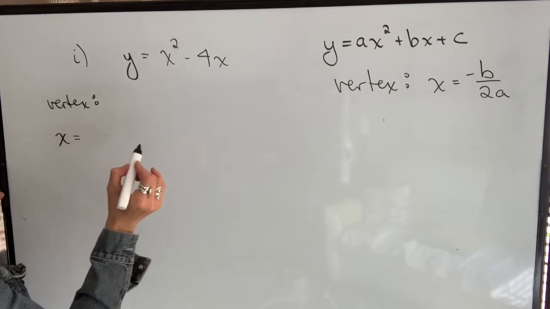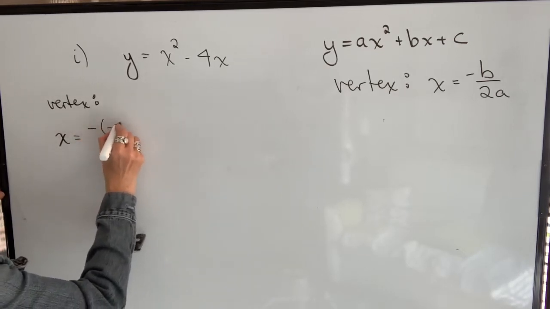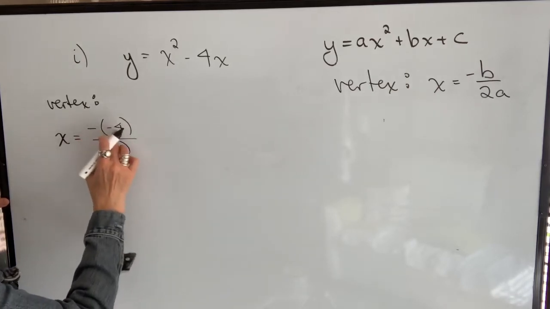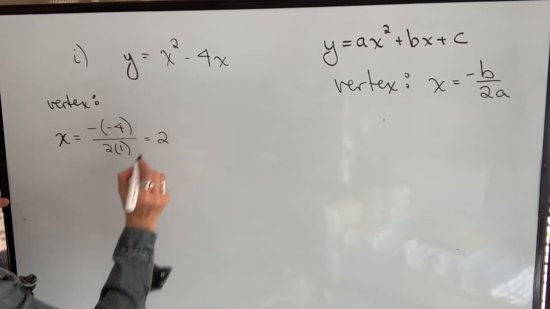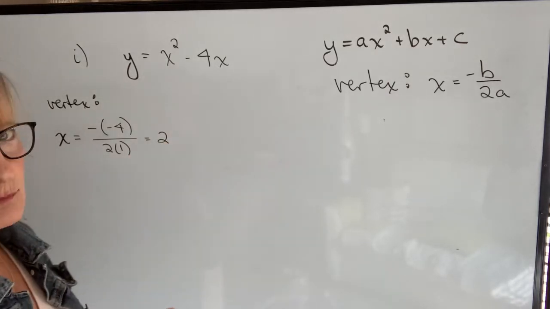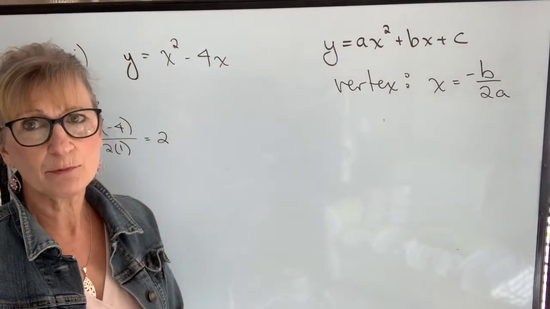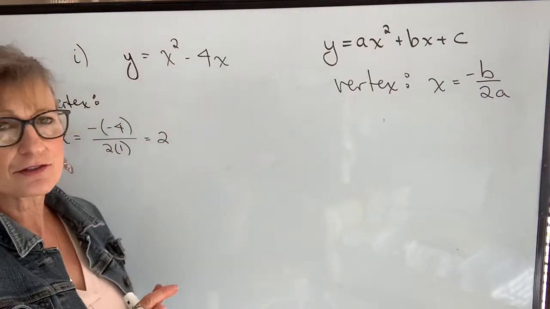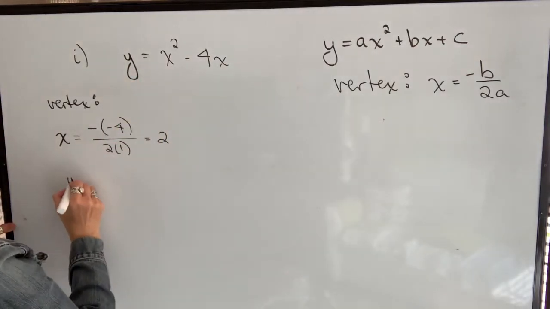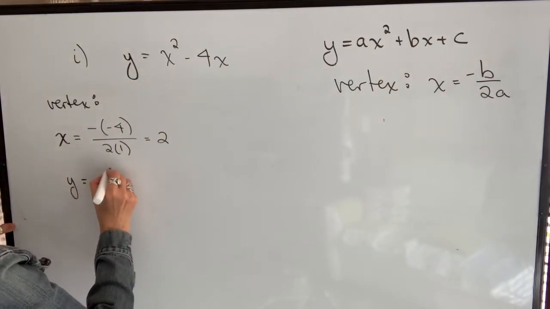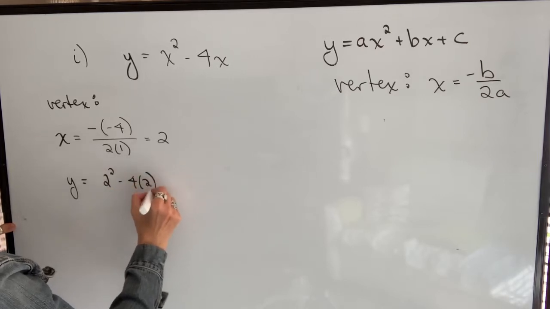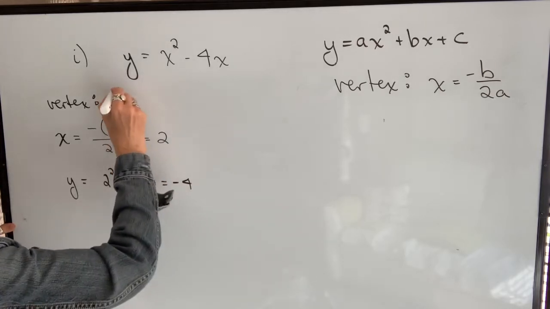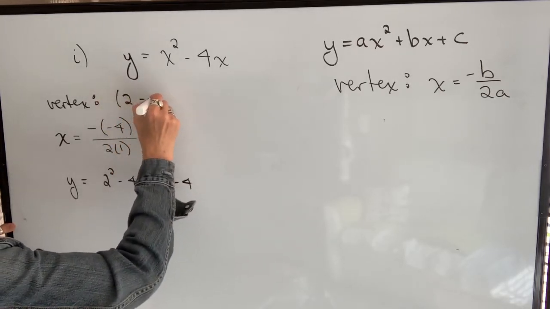So I know the x coordinate of the vertex will be negative b over 2a. So a positive 4 over 2 is 2. When we're finding points, which a vertex is a point, we need the two coordinates. I have the x. In order to find the y, I plug into my function. There's the definition of y. So y will be equal to 2 squared minus 4 times 2. 4 minus 8 is negative 4. So I know my vertex is the point (2, -4).